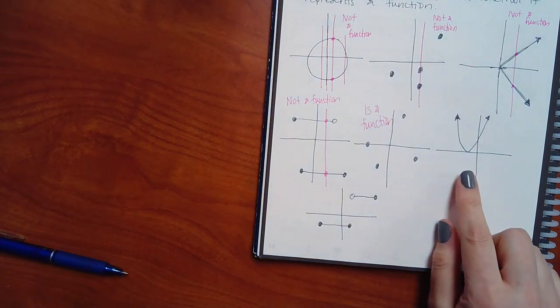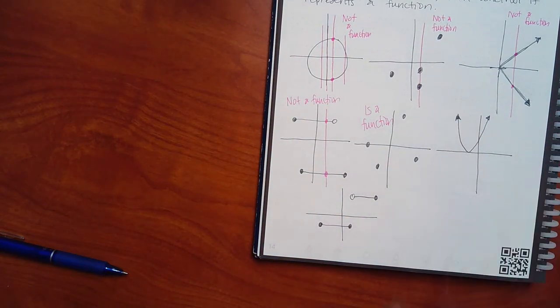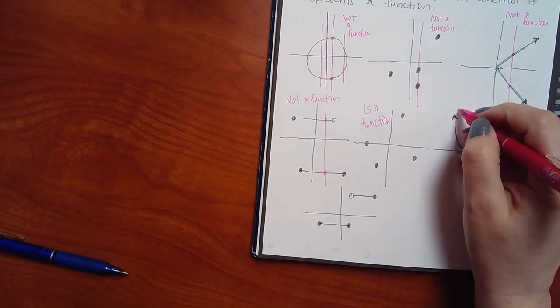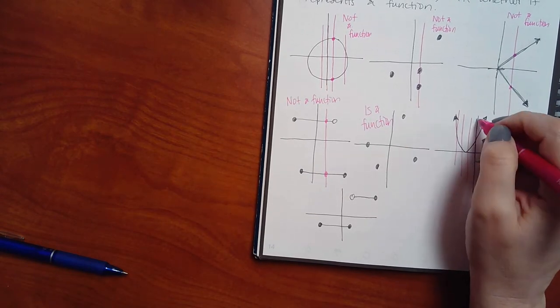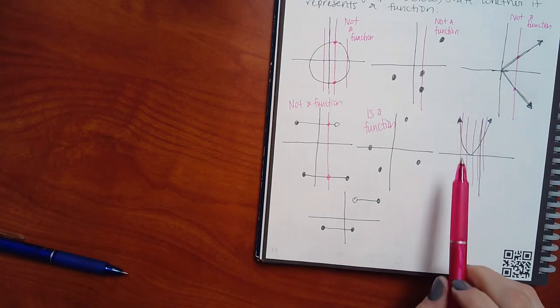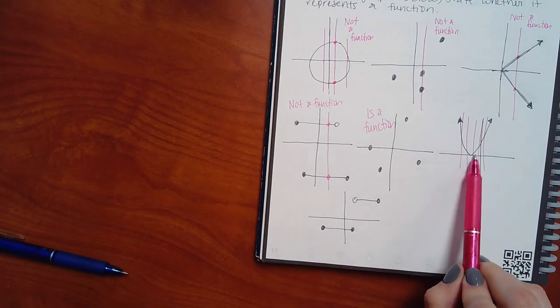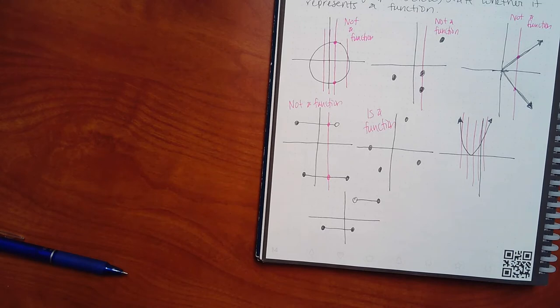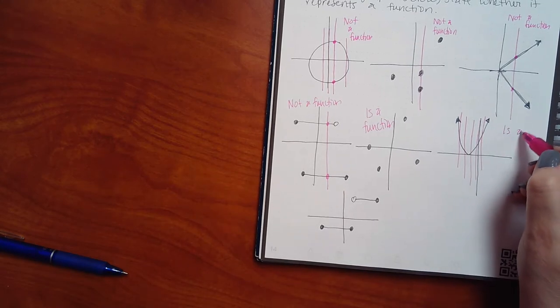What about this little parabola thing? It's like a little U. Is this a function? It is, because it wouldn't matter how many vertical lines I draw. Each one of those vertical lines only touches it once. So this one is a function.